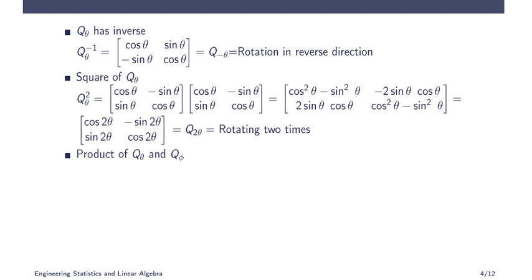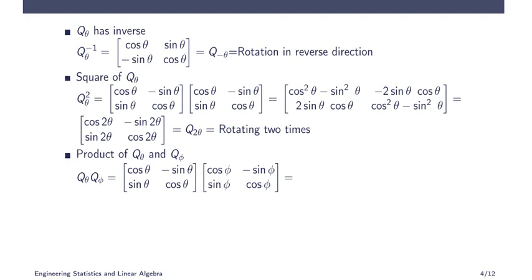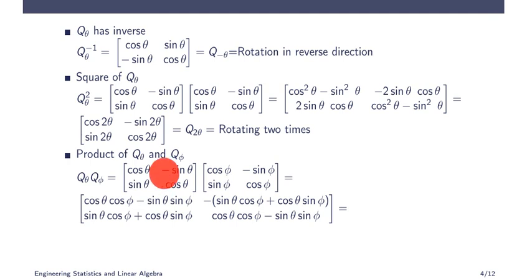And the third property is the product of Q theta, the rotation by theta angle, and Q phi, another rotation by phi angle. If they are done together, first it is rotated by theta angle, then it is rotated by phi angle. So here it is theta and phi. If you multiply this, what you will get is cos theta cos phi minus sin theta sin phi. Here, minus, if you take outside, sin theta cos phi plus cos theta sin phi, and cos theta cos phi minus sin theta sin phi.